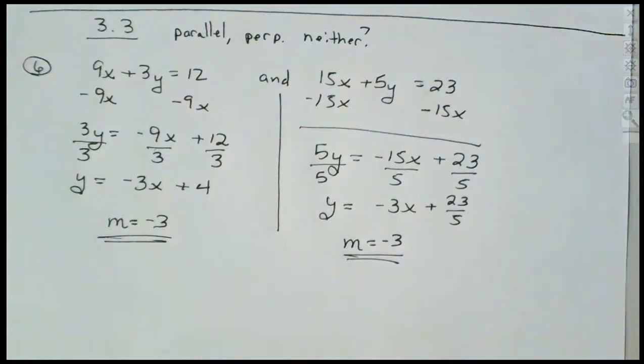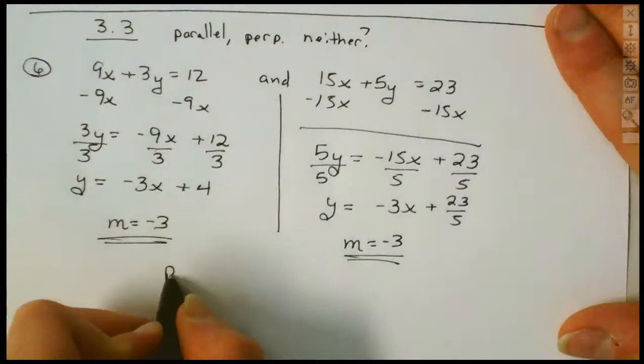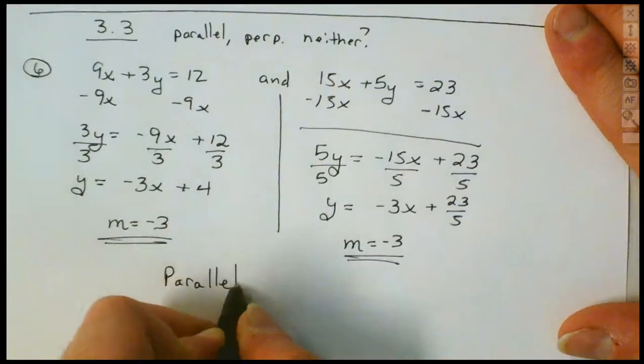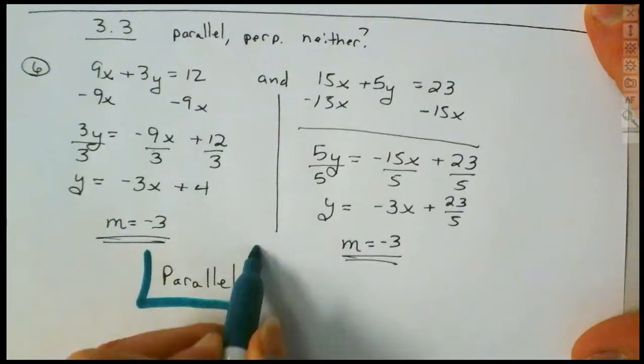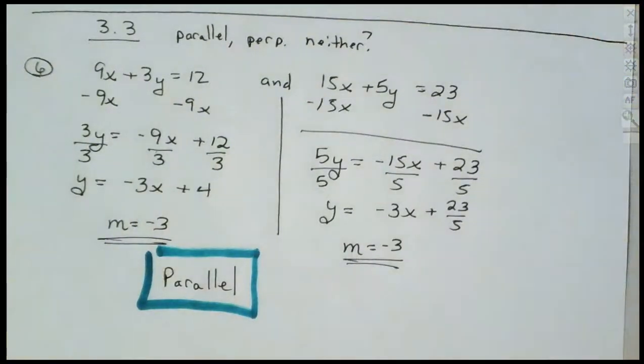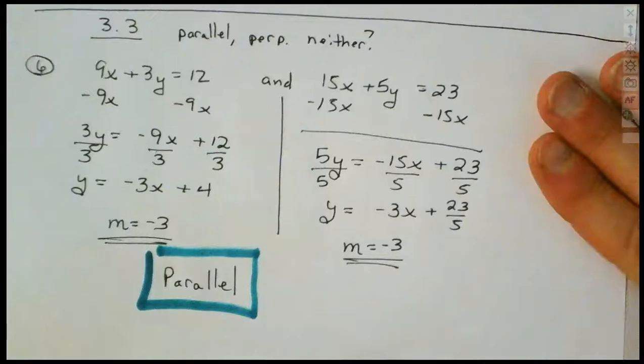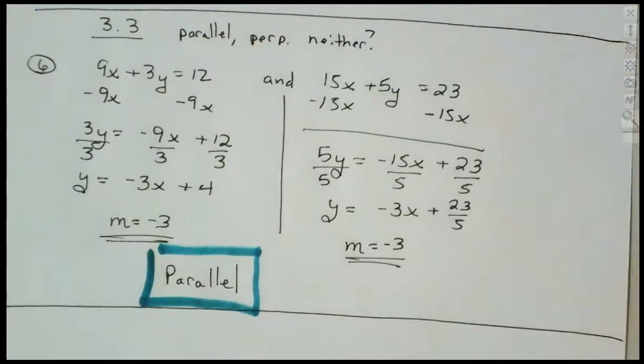So we moved everything around. We solved it now for the y. And the slope is the number in front of your x value. And so it's negative 3 for both of these. So these lines would then be parallel. If the slopes are the same, what are they? Parallel. So those lines have the same slope. So they are parallel. Okay, so that takes care of that one. We've got 2 more to look at.